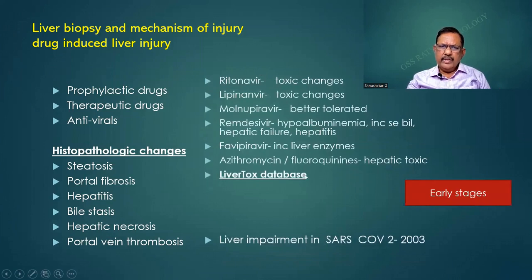Now, what are the drugs as such? There's a list of drugs over here. All of us know remdesivir. And there is a long queue waiting to procure these drugs. This itself can lead to hypoalbuminemia. And also there is an increase in serum bilirubin, hepatic failure, hepatitis, all can be caused. So there can be toxic changes, whereas some drugs are better tolerated. This I would like you to go through.